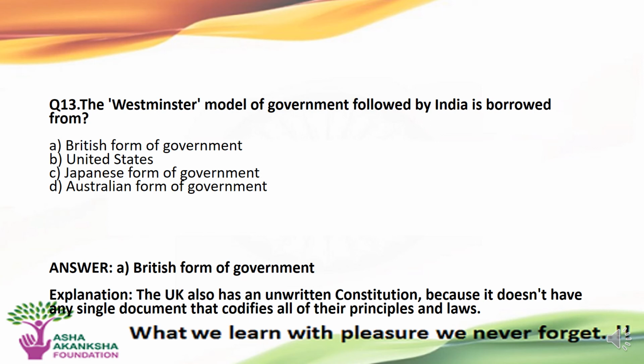Trivia: the UK also has an unwritten constitution, meaning it doesn't have any single document that holds all of the principles and laws. The UK believes in the consent of the people, and that is why they don't have any written constitution. It is by the consent of the people of the UK to follow the general norms of society.